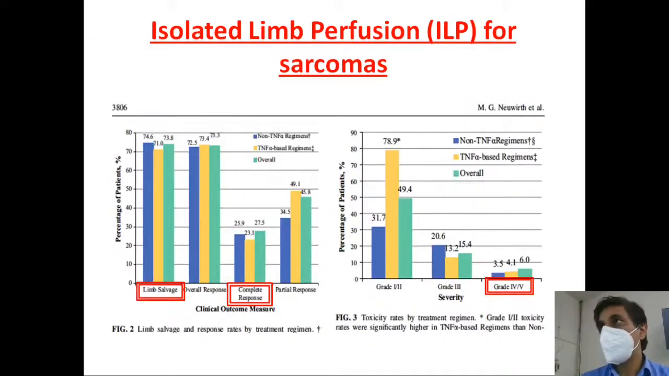In this diagram, we can see that the limb salvage rate of ILP in case of soft tissue sarcoma using TNF alpha is around 71%, and without TNF alpha is around 75%. And complete response is to the tune of 27%, with very minimal grade 4 or 5 toxicity.